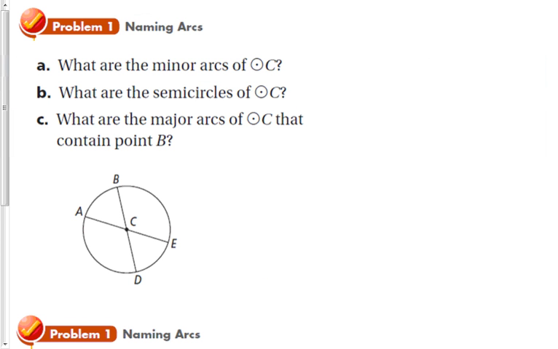All right, first thing, we just have to get used to labeling arcs. Minor arcs are arcs that are less than 180 degrees, and major arcs are arcs that are greater than 180 degrees. So the minor arcs of circle C are any of the ones that are less than 180. So there's one, arc AB, arc BE, arc ED, and arc AD.